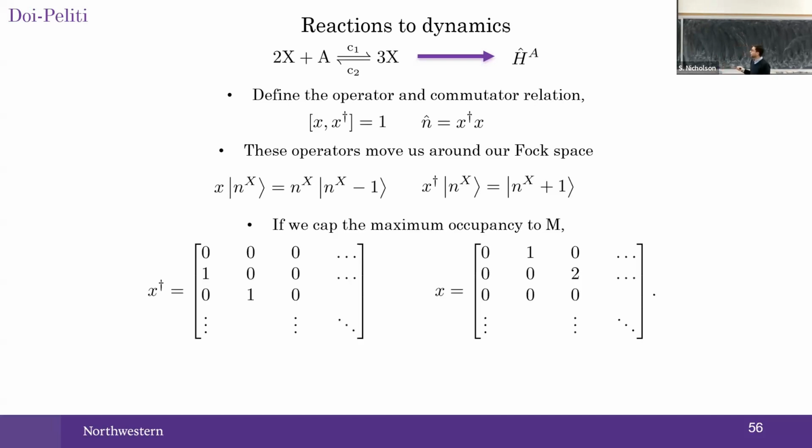Okay, if we put a cap on these, then they just turn into matrices, and we can see the X dagger lives on the first lower diagonal, and X has its counting numbers on the first upper diagonal.